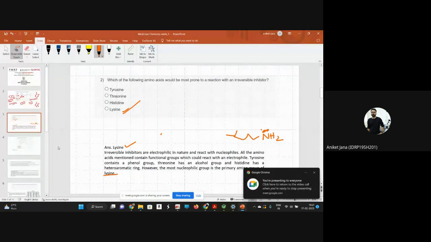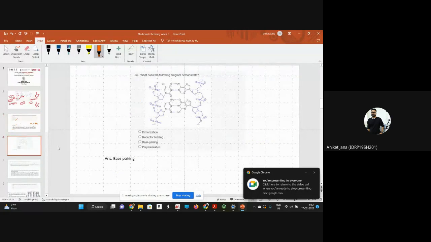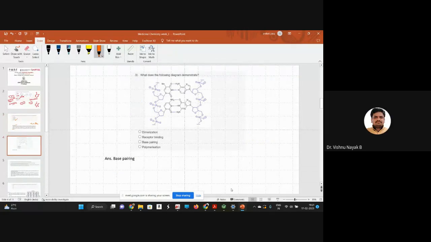Okay, so let's move to the next question. What is shown in the picture? What is happening here in this picture? What does the following diagram demonstrate? Dimerization, receptor binding, base pairing, or polymerization? Base pairing.